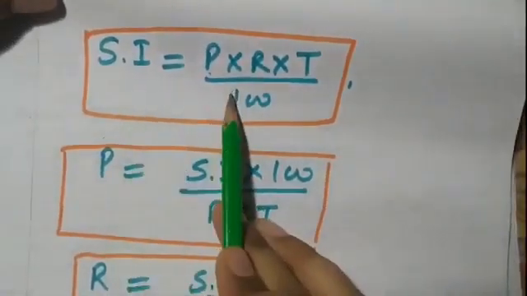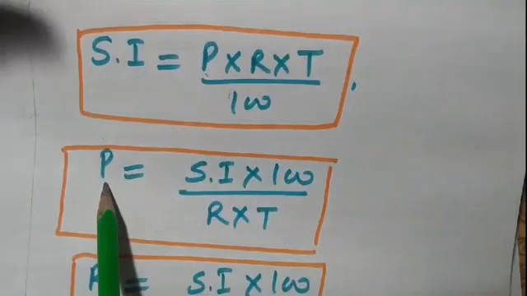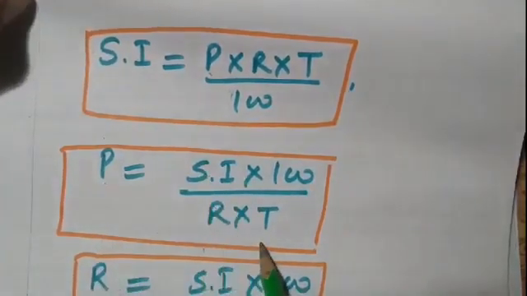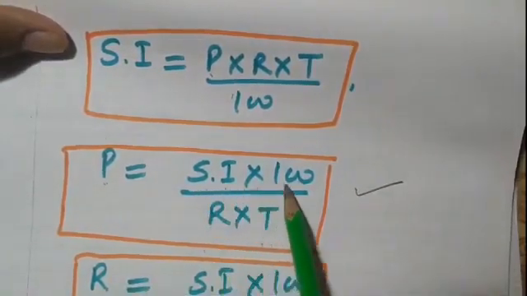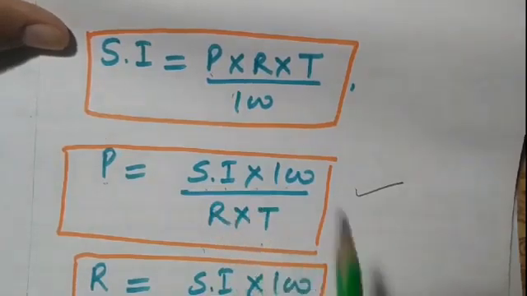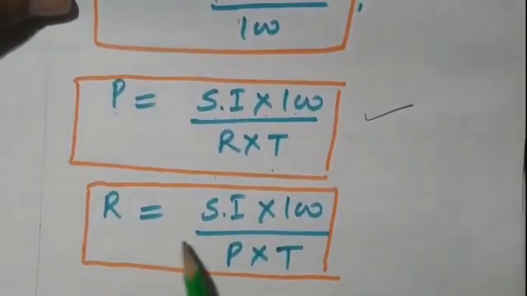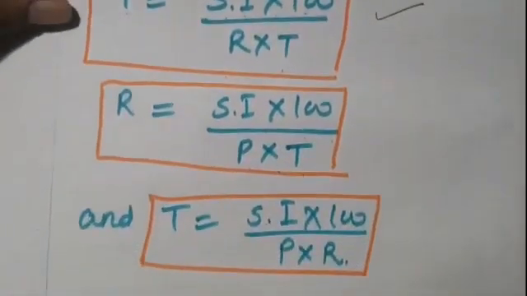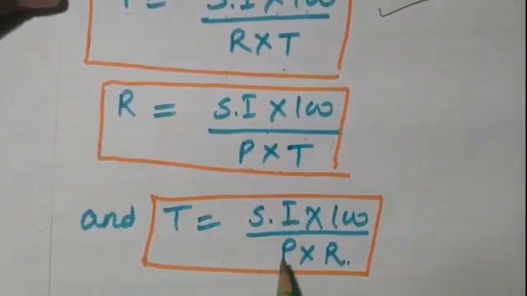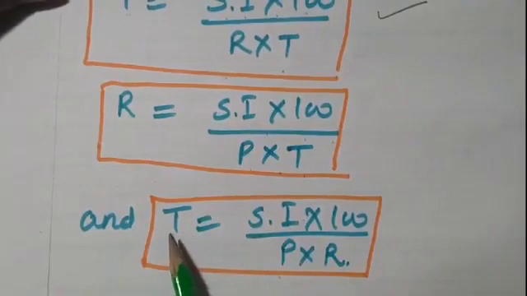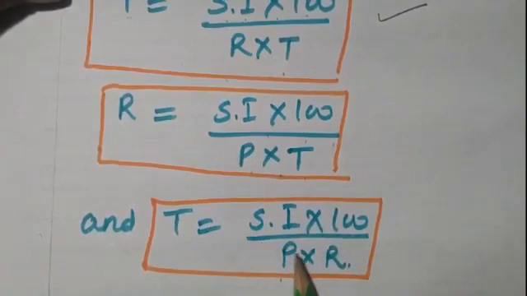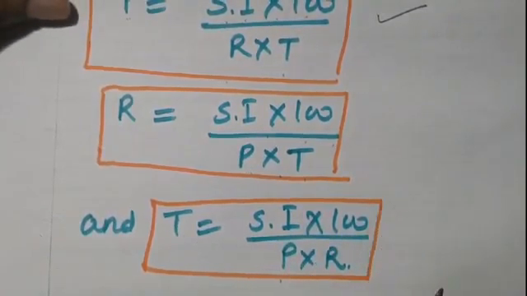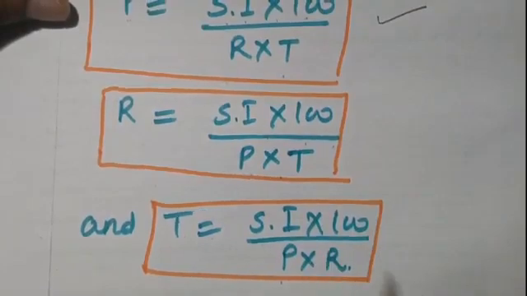Using the same formula, how will you calculate principal? If simple interest, rate and time are given, then principal is given by SI, that is simple interest, into 100 over R into T. Same for rate: rate is SI into 100 over P into T. And how will you calculate time? If simple interest, principal and rate are given, then time is SI into 100 over P into R. Derivation we have learned in the lecture, so here I am only taking the result.